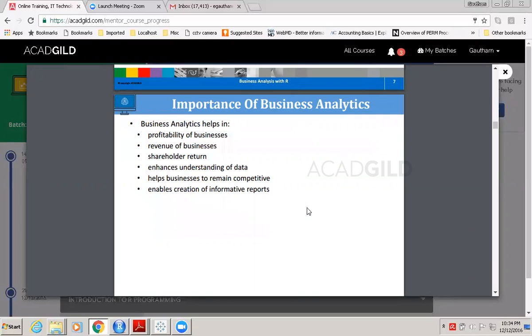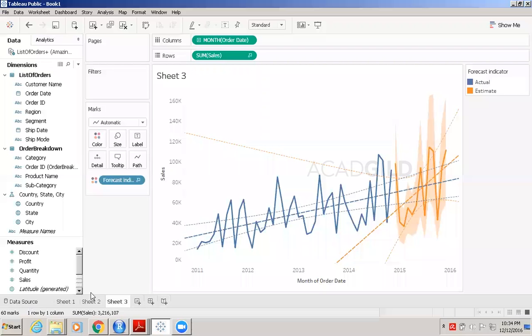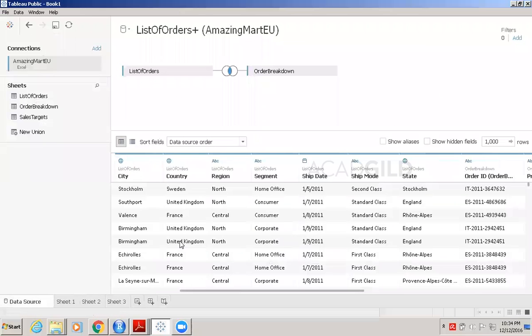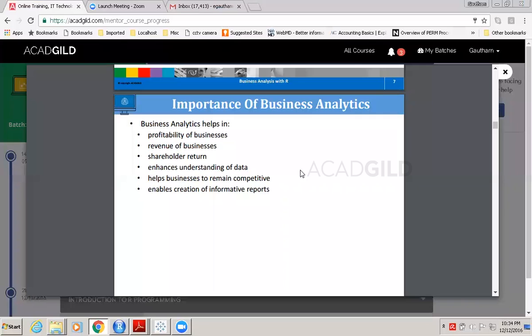So importance of business analytics, I think we have understood based on the examples that I have quoted: the profitability of business, which is one of the examples we have seen, and the revenue of the business. These are some of the important factors, and shareholder return. So basically, you can convince your shareholders based on the information. You can enhance the understanding of data. We have seen how we have been able to enhance the understanding of our data. Correct?